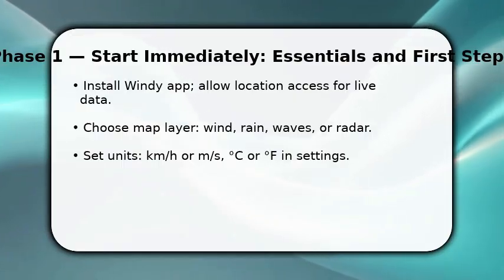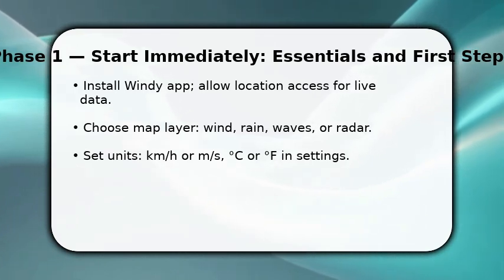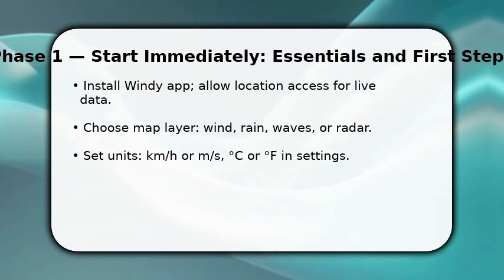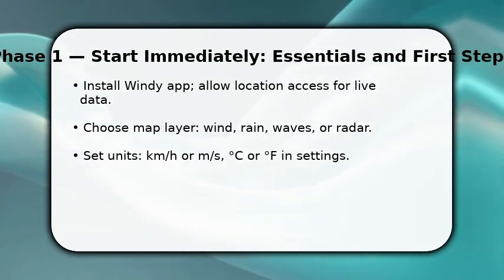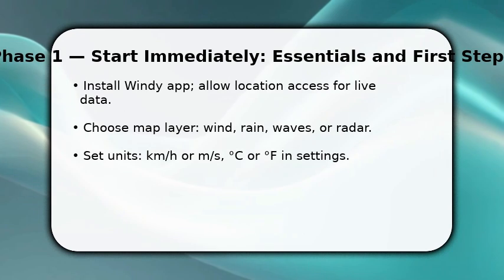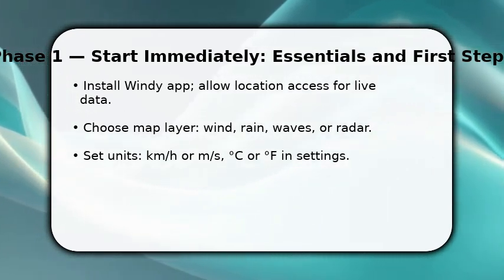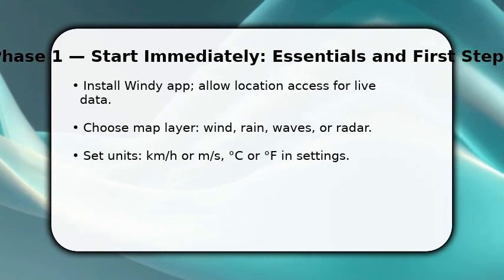You start by making sure Windy is installed and location permission is granted so maps load your local conditions quickly. Once done, open the app and immediately pick the map layer you need: wind, rain, waves, or radar, because this directs what you'll analyze.